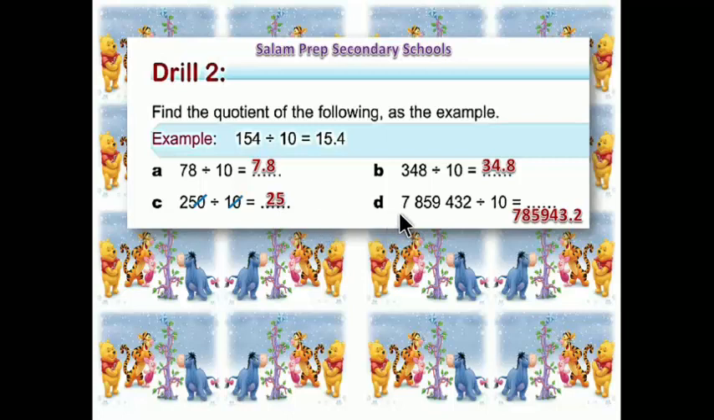Another one, 7,859,432 divided by 10. Please put decimal point beside 2. Okay? 10 has 1 zero. So we need to move decimal point to the left only one step. The answer will be 785,943.2.